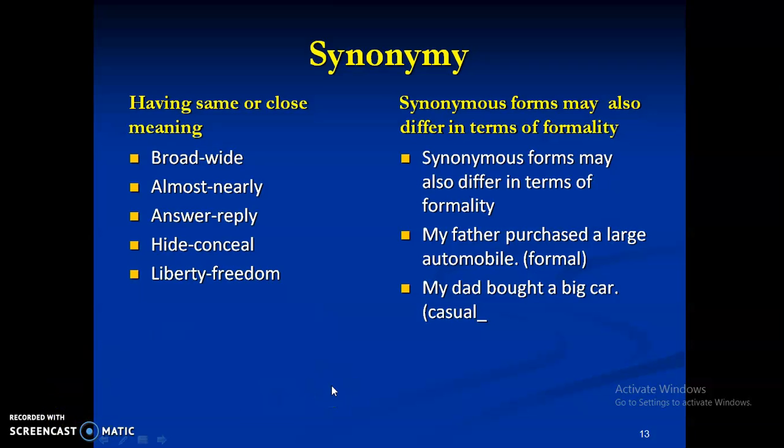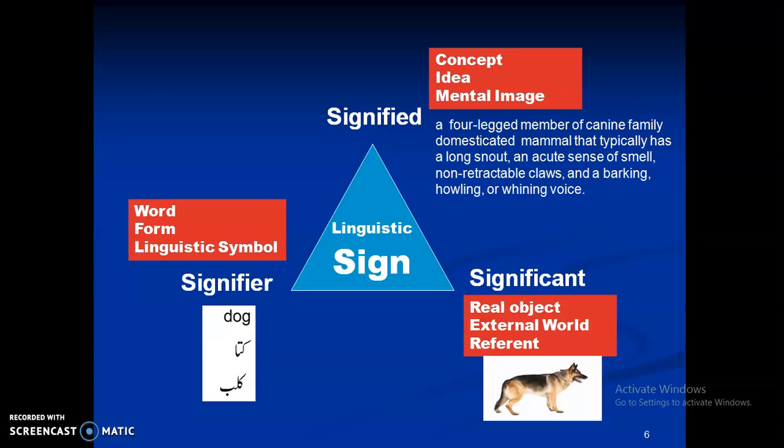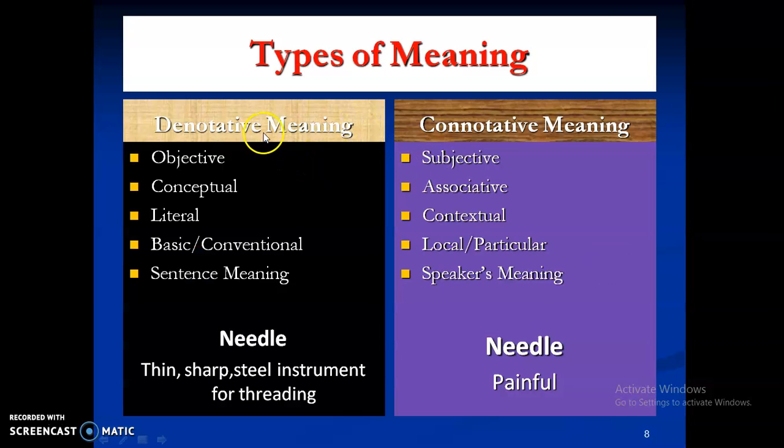So let me recap a few things. Let me take you back. Here we are: elements of language, phonology, morphology, syntax, and semantics. I am trying to cover semantics, that is the study of meaning. There are two types of meaning, as I mentioned earlier, denotative meaning and connotative meaning. Denotative meanings are real meaning, objective meaning, conceptual meaning, and literal meaning. They are the meanings which exist in our mind. In contrast, we have connotative meaning or subjective meaning or associative meaning or contextual meaning.